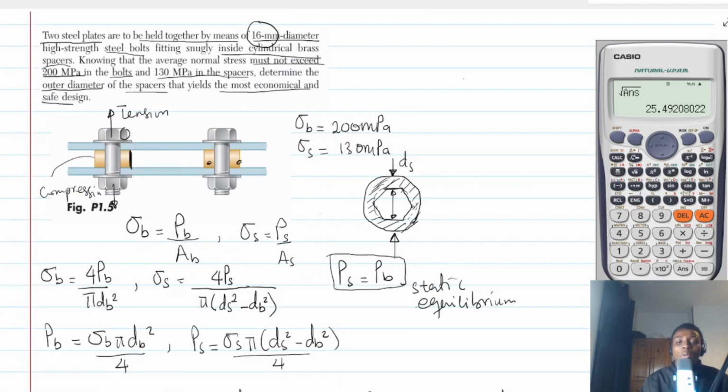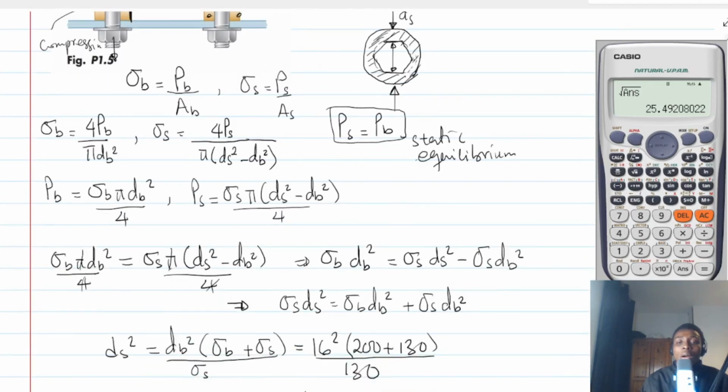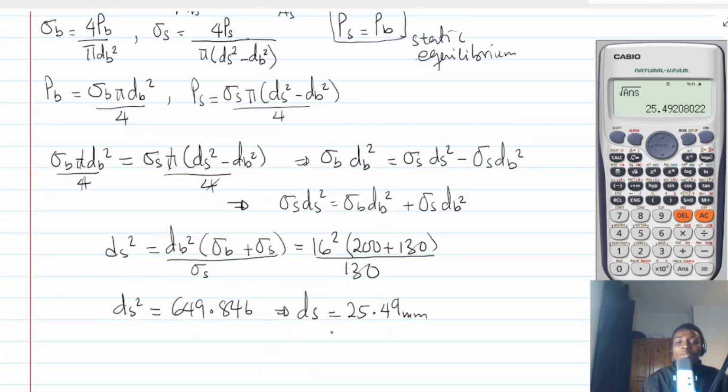All right, so this problem has been solved. But in practice, 25.49 is almost the same as 25.50.